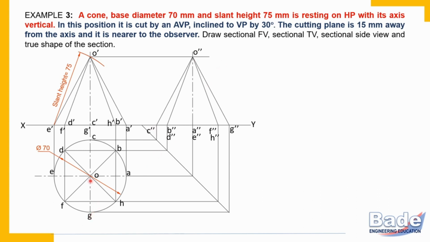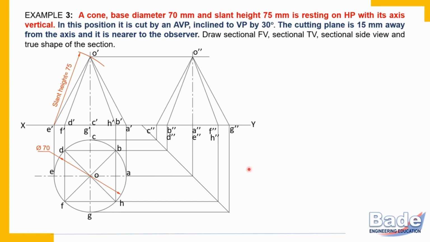Now listen, from the apex, first you should draw a projector vertically, and along that projector, don't measure vertically 75 millimeters. Take 75 millimeters in the compass and cut the center line to get that point O dash, so that this length O dash E dash is 75. So this is one very important thing in this problem. Otherwise there will be a mistake at the very first step. So take care of that.